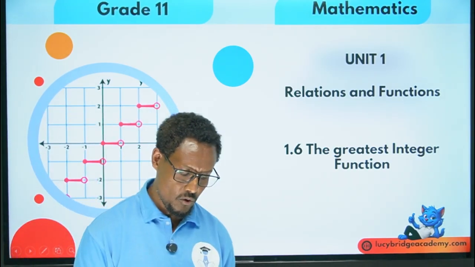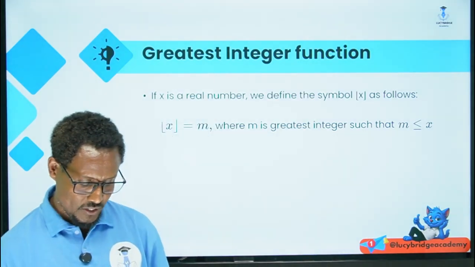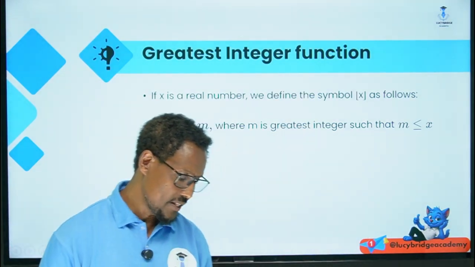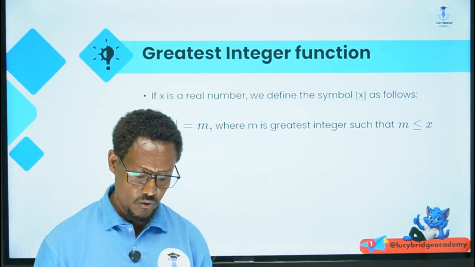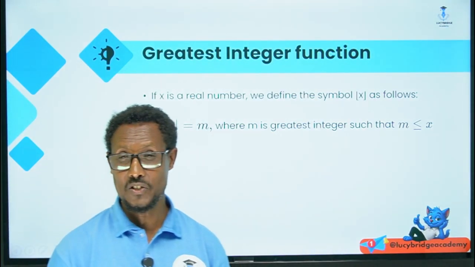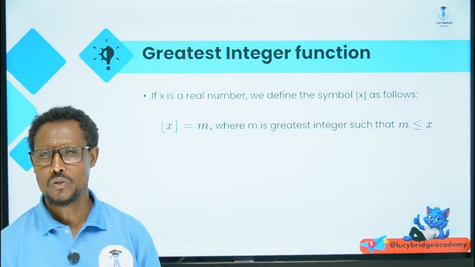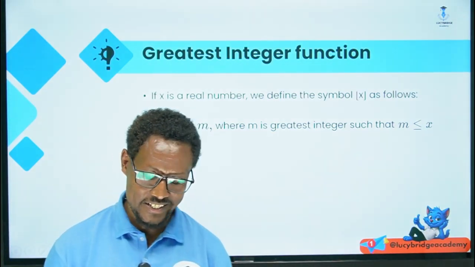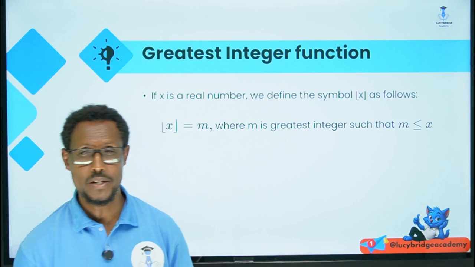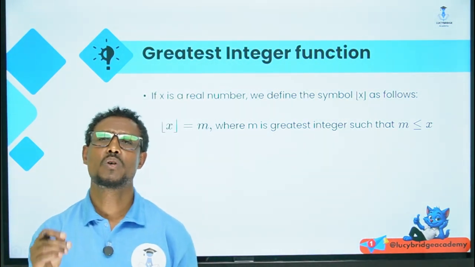What do you mean by the greatest integer function or the floor function? Okay, floor function. If x is a real number, we define the symbol, the floor of x, as follows: the greatest integer less than or equal to x. The floor of x equals m means m is the greatest integer such that m is less than or equal to x. Simply, the floor of x means the greatest integer less than or equal to x.